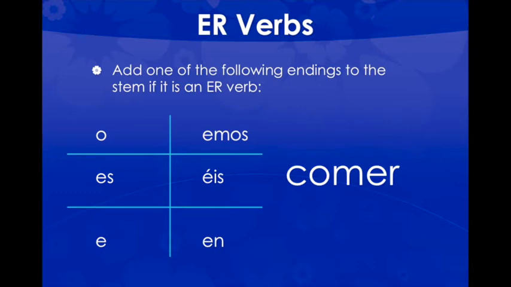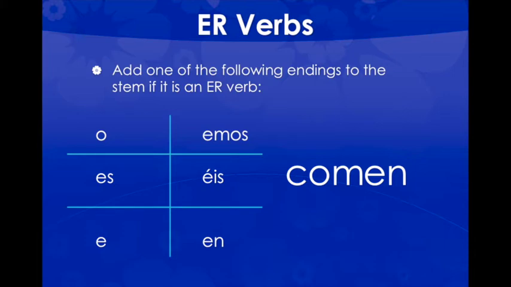So a verb like comer, which means to eat. If you wanted to say I eat, yo como. You eat, tú comes. He or she is eating, él or ella come. We eat, nosotros comemos. Y'all eat in Spain, vosotros coméis. And they eat or they are eating, ellos comen. Or ustedes comen would be you all are eating. So the important thing to remember: o, as, a, amos, áis, an for AR verbs; o, es, a, emos, éis, en for ER verbs.